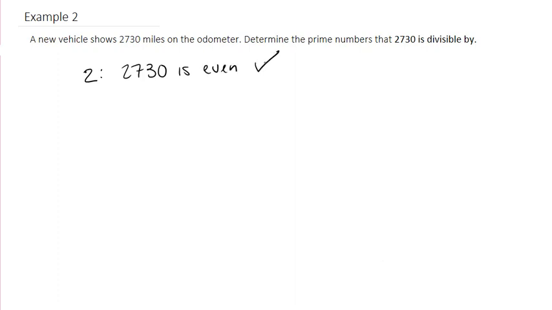So it checks out. Now 3, what we do is we add up the digits. So we add 2 plus 7 plus 3 plus 0. We add up each one of these numbers, so we get 12. Then we go 12 divided by 3, which is equal to 4. So we can say that this is divisible by 3, as we add up all the digits, and that's divisible by 3. So that checks out.